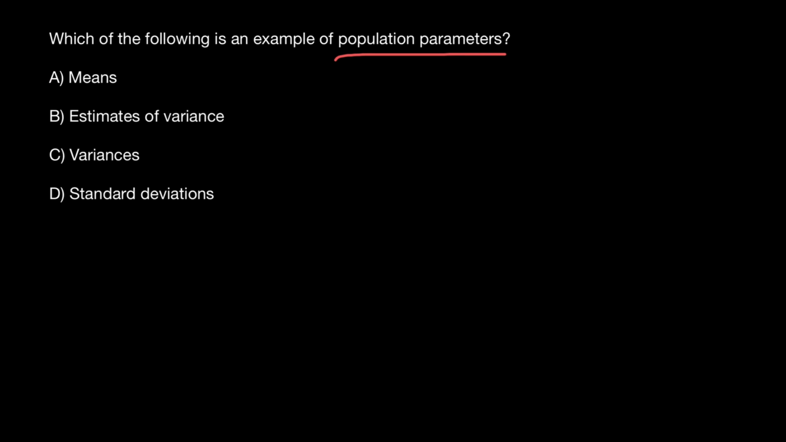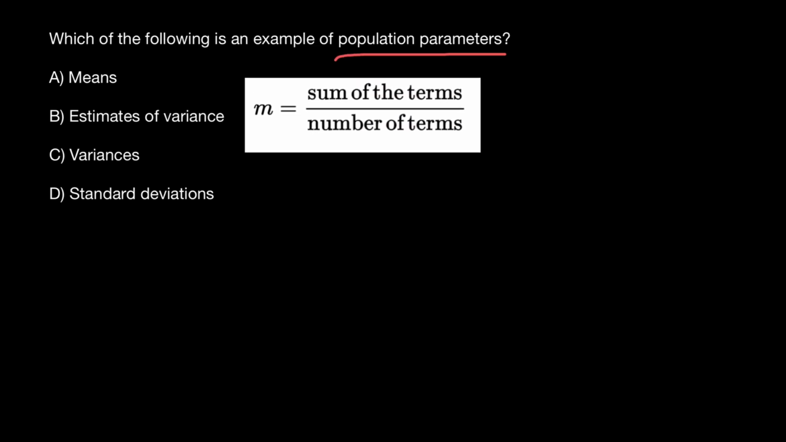For example, let's talk about means. And here's the formula of the mean. The mean of the population equals the sum of the terms divided by the number of the terms. That was easy. Everyone knows this formula and how to estimate means.